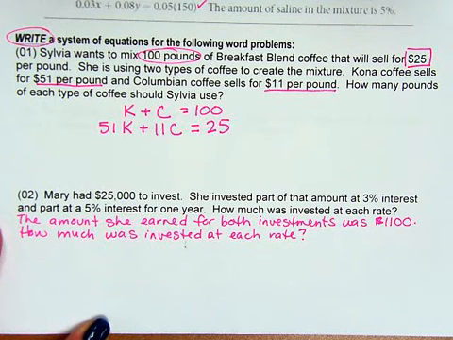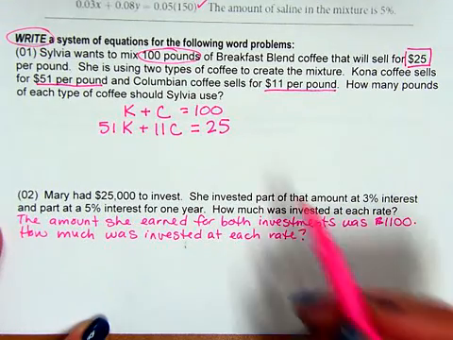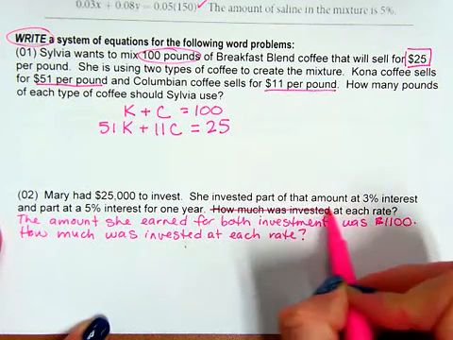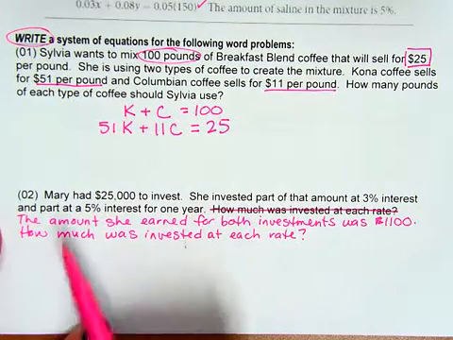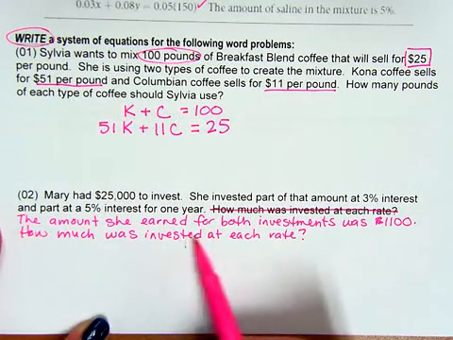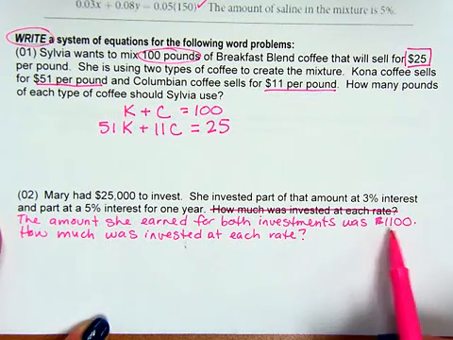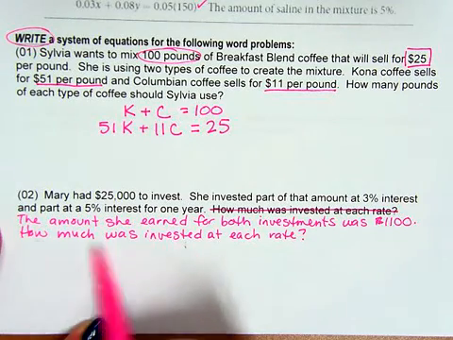So number 2 says, Mary had $25,000 to invest. Must be nice for Mary. She invested part of that amount at 3% interest and a different amount at 5% interest for 1 year. How much was invested in each rate? I'm going to take that out and put this in one sentence in the middle. The amount she earned for both investments was $1,100. How much was invested at each rate?